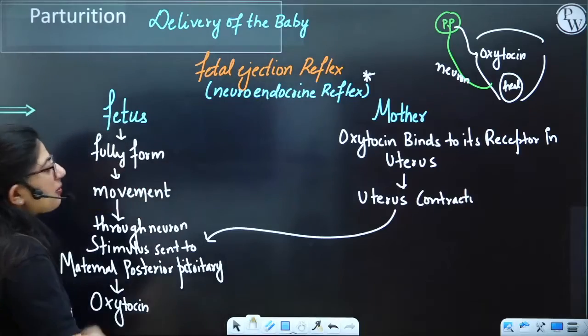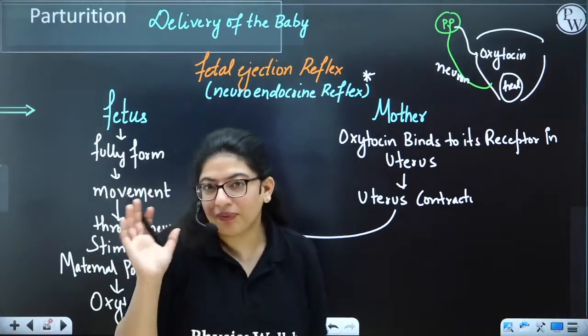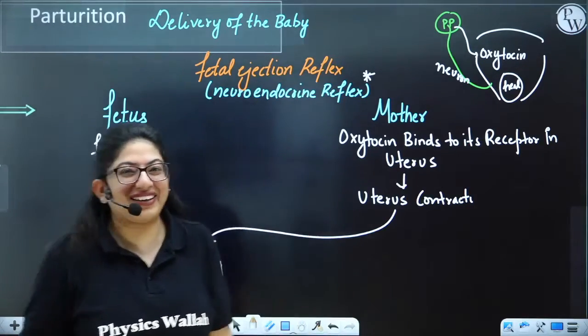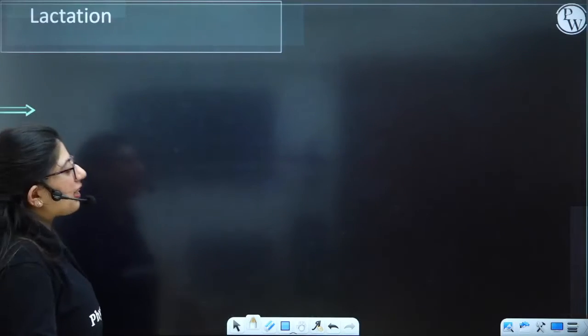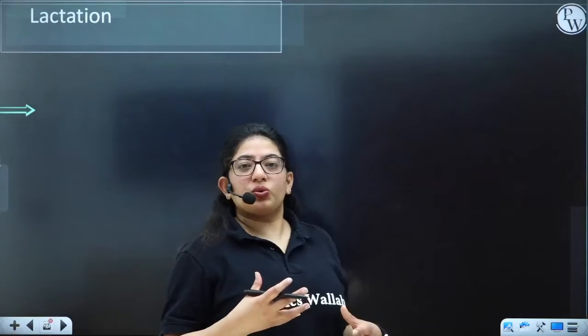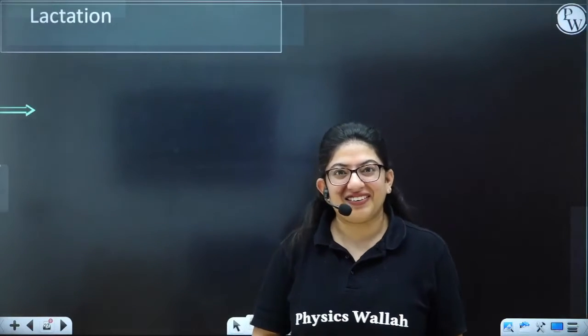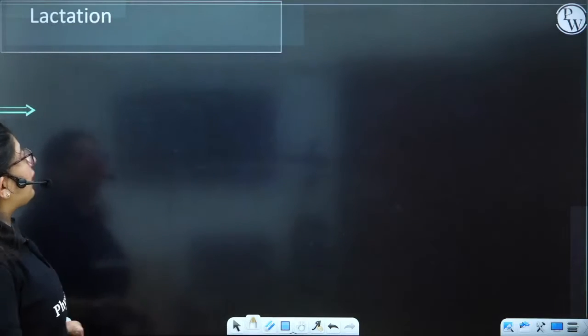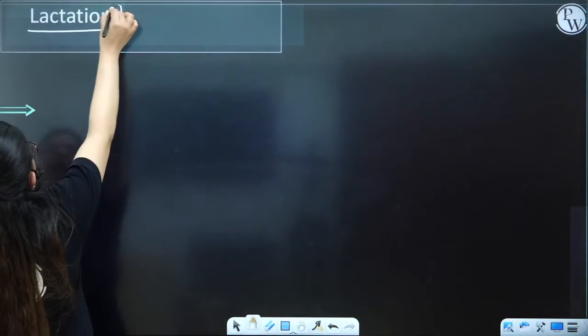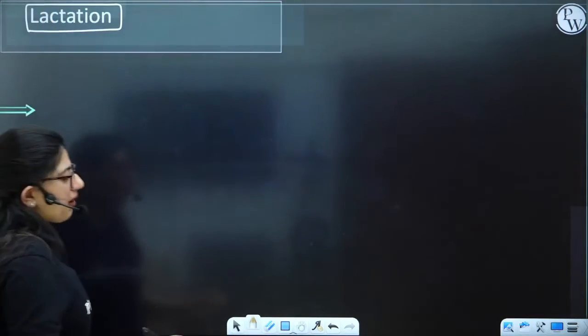All right, so the baby has been formed. Congratulations to everyone. I don't know whether it's a girl or a boy. Now we will talk about lactation. Now the baby has come out. It needs to have something. The baby's hungry, right? So the baby wants mother's milk, and that's lactation. In lactation, the female has mammary glands.